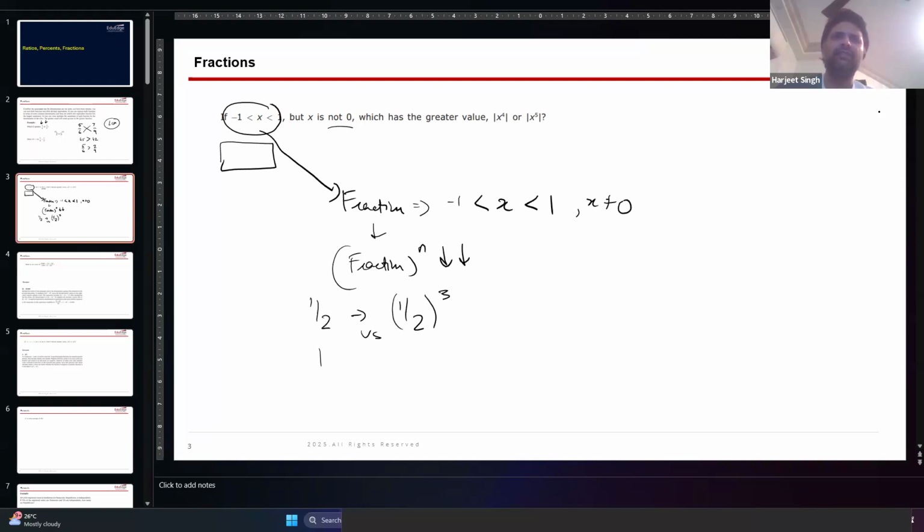Can I say half is higher and half cube is lower? So whenever we have a fraction and we are raising it to a power, the resulting fraction is going to be even lower. Yeah, so this is commonly tested on the GRE. Please make a note of this before we continue. Next.